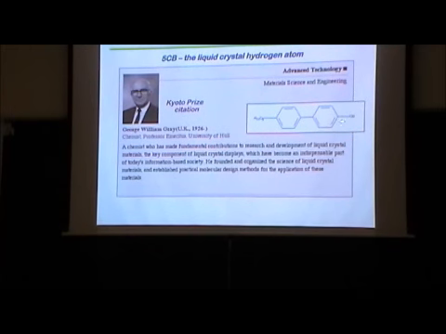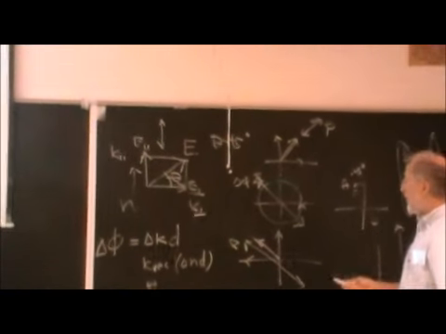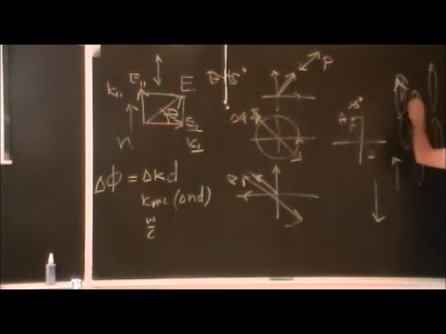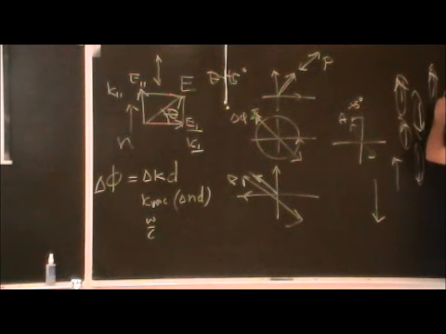So this molecule has a cyano group parallel to the long axis. When I drew the picture of the nematic, we draw it like this, like structureless ellipsoids, implying that there's no difference between this and this. But a molecule like this is obviously polar, right? So each of these ellipsoids has a dipole. But in all known nematic phases, the dipole-dipole interactions are not strong enough to produce orientation of the dipoles. So the orientation of the dipoles is random.